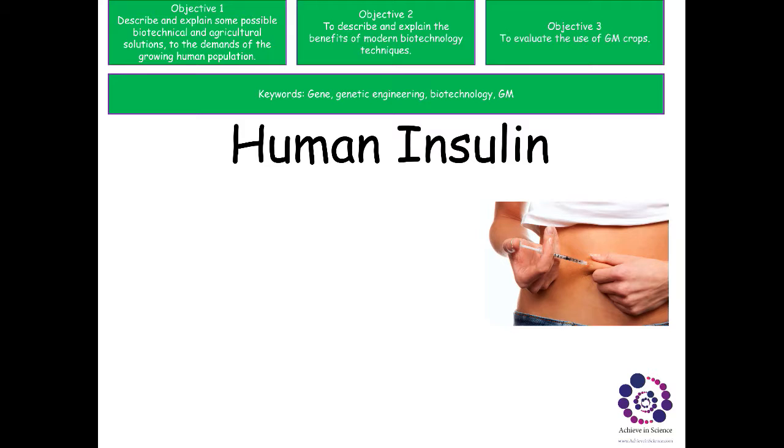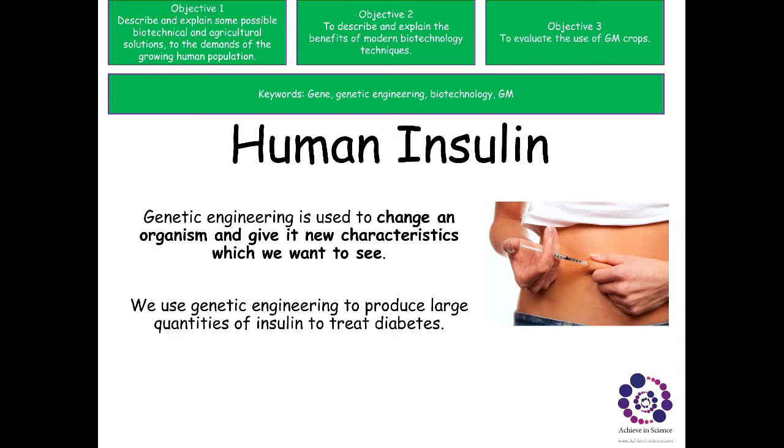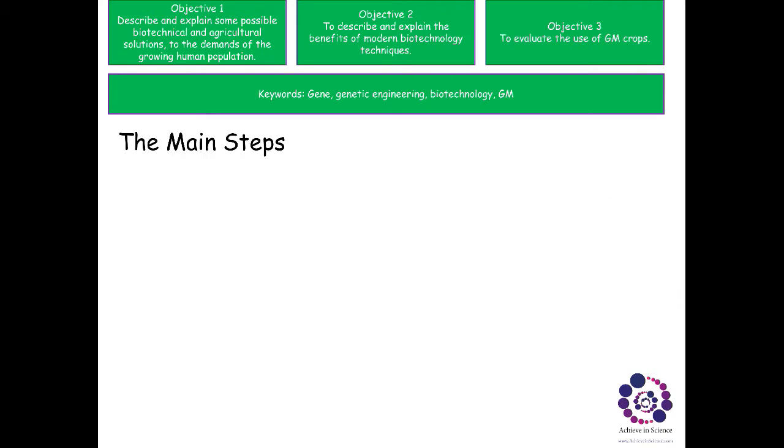Another use of biotechnology is to produce human insulin. With a growing population, there are more instances of type 1 diabetes. Therefore, more insulin is required. Genetic engineering can be used to produce or change an organism to get the required characteristics that we want to see. We use genetic engineering to produce large quantities of insulin to treat diabetes.